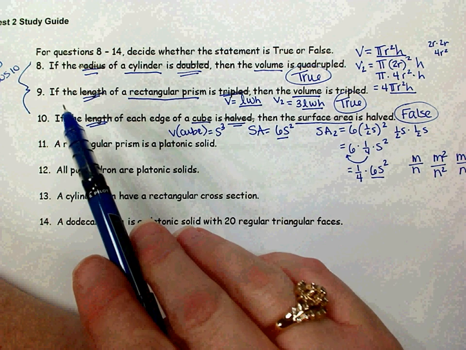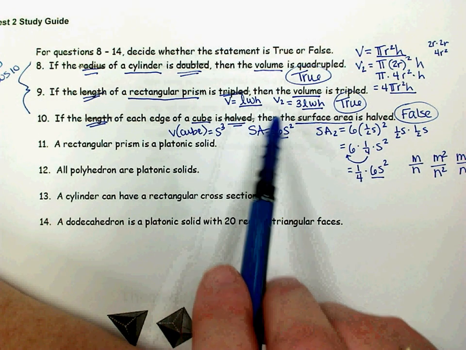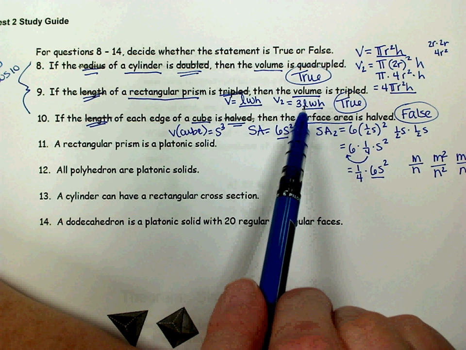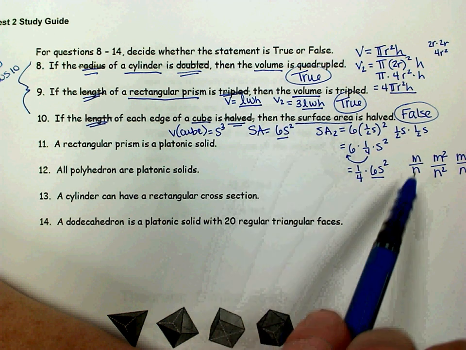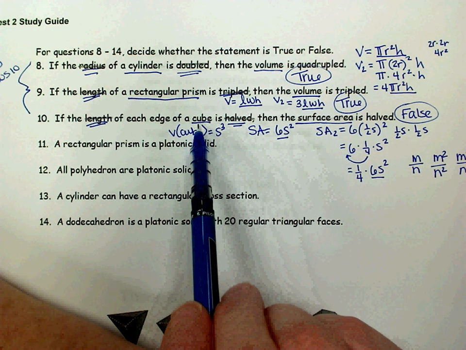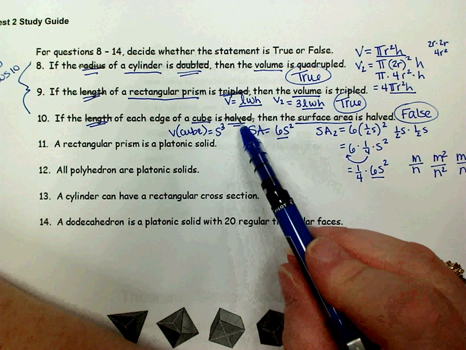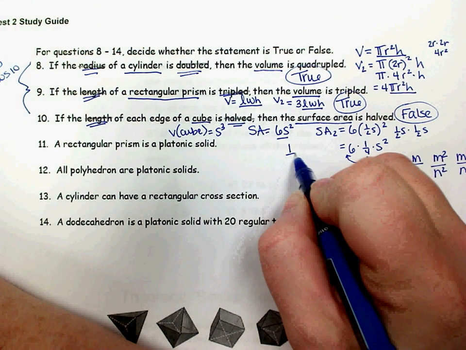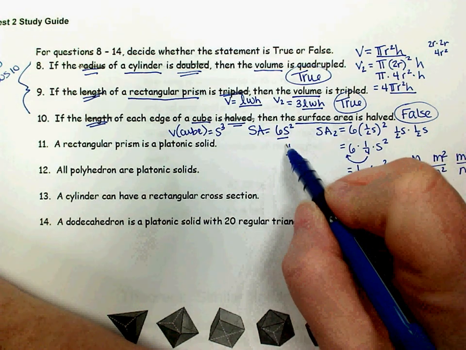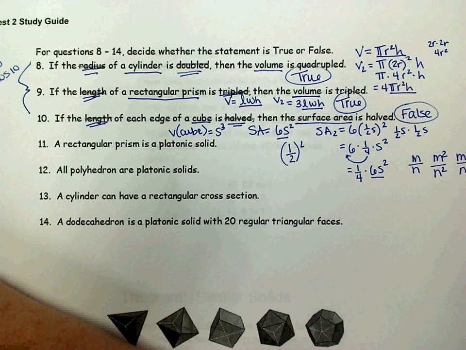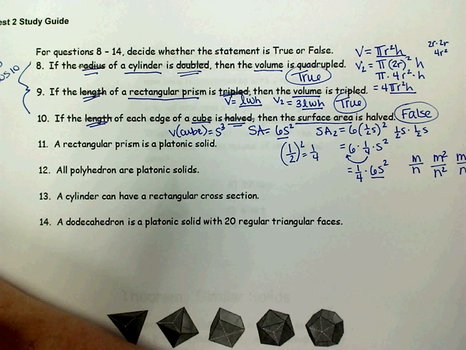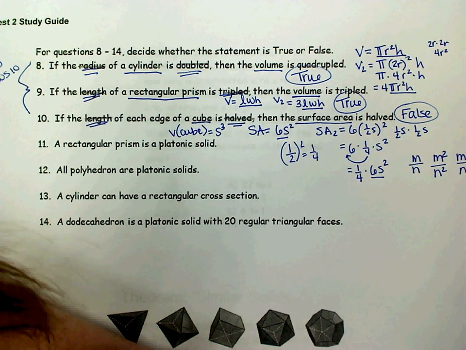You cannot use it on number 9 either. If you wanted to use that rule, you'd have to do the same effect on all 3 dimensions. Since you're only tripling the length, you can't use this rule. The only one you could use it on is number 10. Since a cube only has 1 dimension, if you halve it and you want to see its effect, that's the ratio of the linear measurement, its effect on the surface area, just square it. So 1/2 squared gives me 1/4. So that would tell me that the surface area is cut to 1/4 without even using the formula for the surface area of a cube.